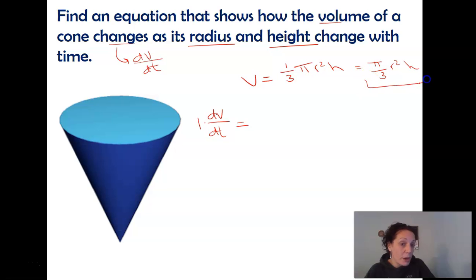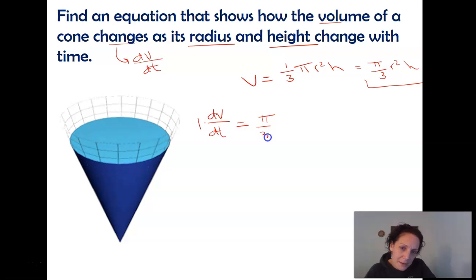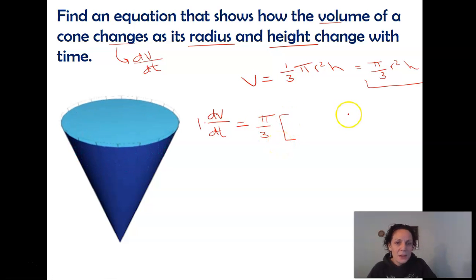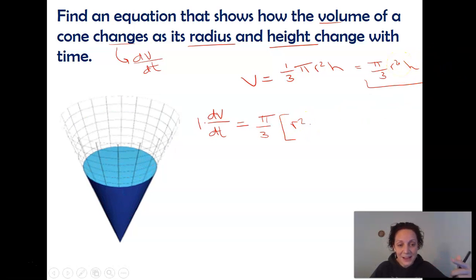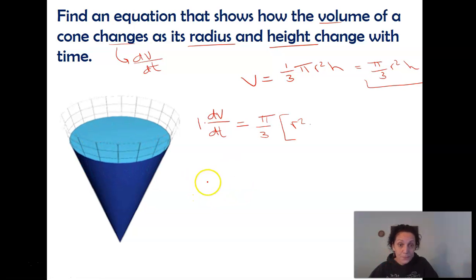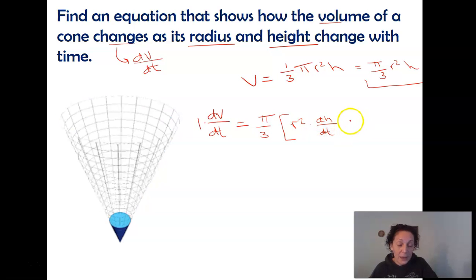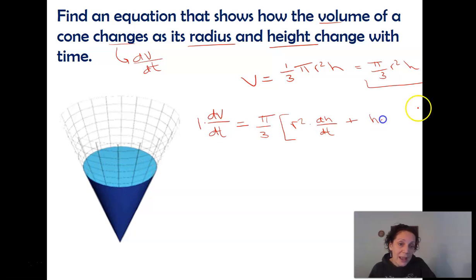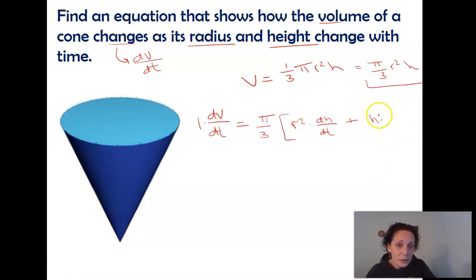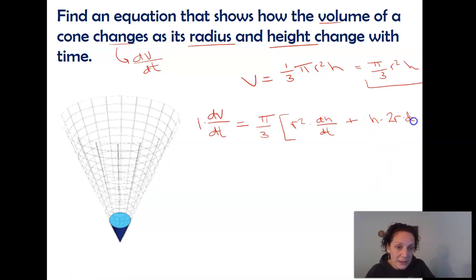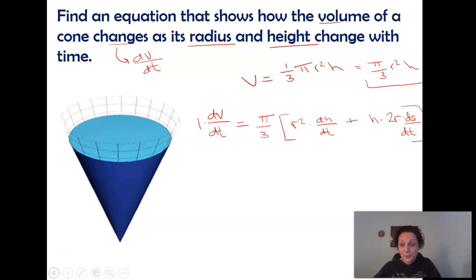Now over here I have a product. So I'm going to put the pi over 3 out front, and then I'll take care of my product. So I have r squared, and I need to take the derivative of h with respect to time. So the derivative of h is 1 dh dt. Okay. Plus my h, and I need to take the derivative of r squared with respect to time. So that's going to be 2r dr dt.